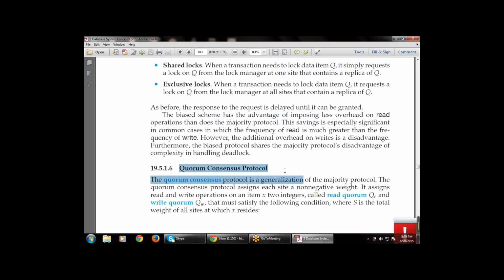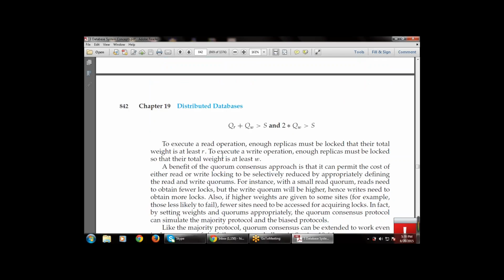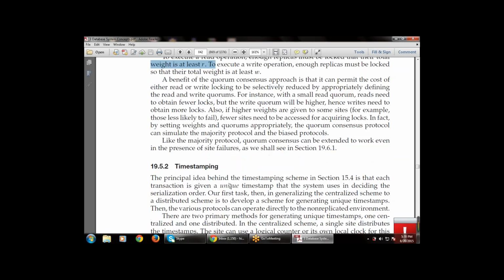Next up is the quorum consensus protocol, a generalization of the majority protocol. Whatever majority protocol or other protocol is used, the quorum consensus protocol assigns each site a non-negative weight. To execute a read operation, enough replicas must be locked so that their total weight is at least R.